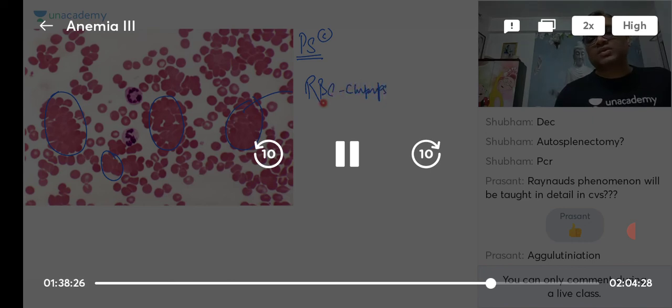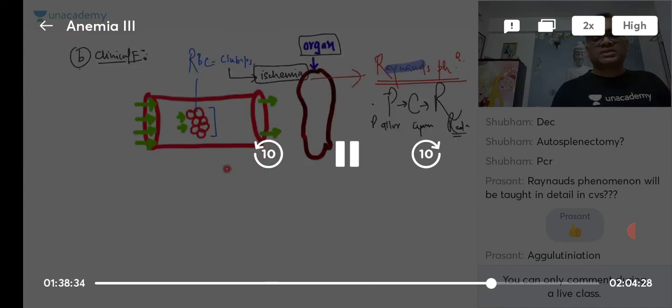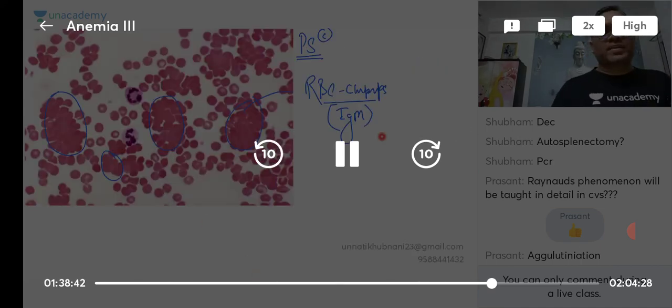So by seeing all these things, what do you think of? This is made up of IgM antibody, agglutinin. So now understood, this is the IgM agglutinin. That is how you are going to see this. This was an AIIMS question also, two years back. The question was like this only.